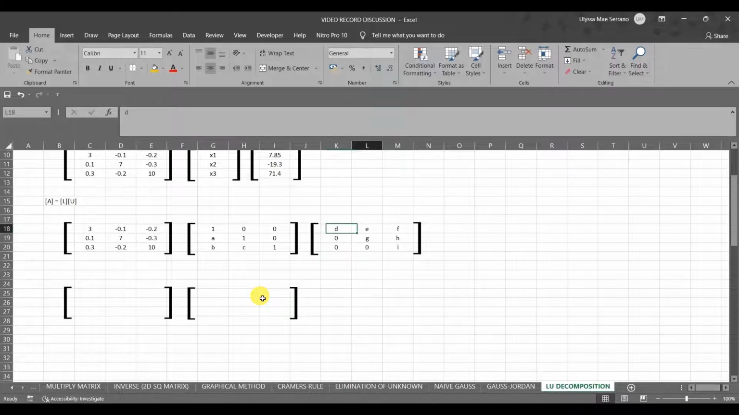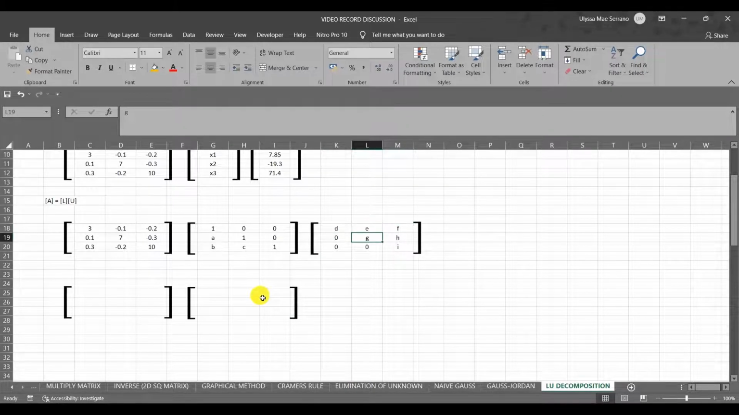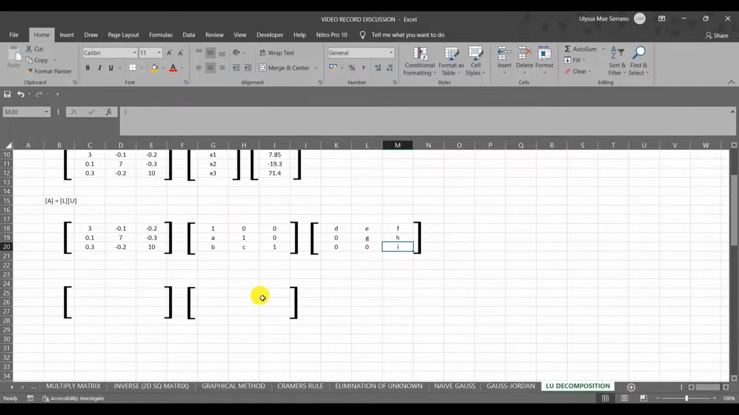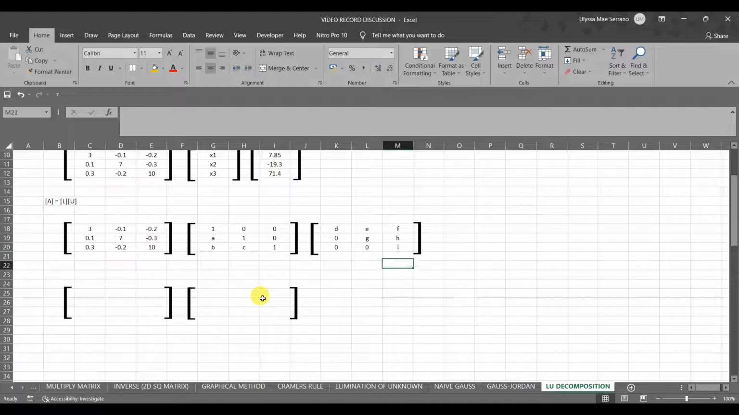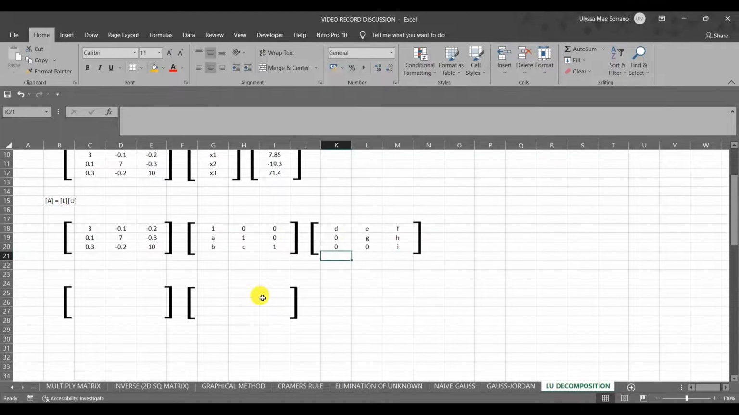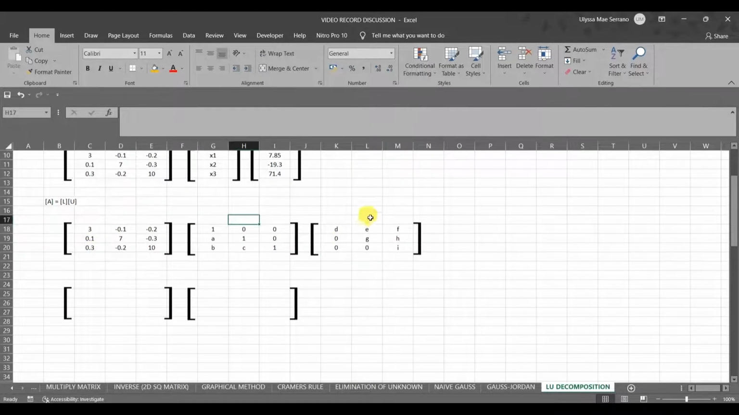So, this is the A11, A12, A13, and this will be A prime sub 22, A prime sub 23, A double prime sub 33. To simplify the process, we just use A, B, C, D, E, F, G, H, I. So, this is the LU decomposition: this is for matrix A, for our matrix L, for our matrix U.